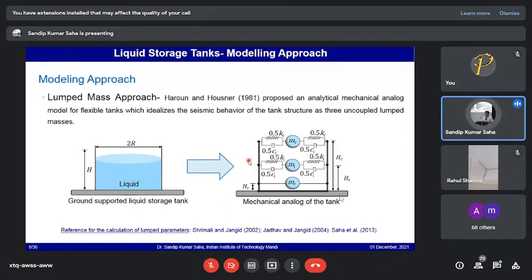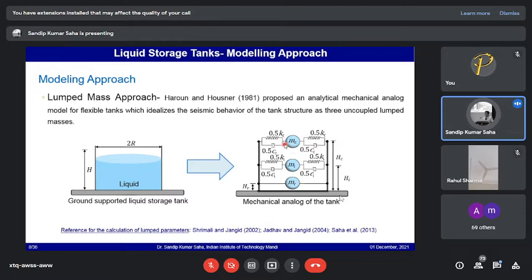So if you look at this figure, the liquid column here, which is contained within the tank, just for clarification, this h is actually the height of the liquid column, not the height of the entire tank. So if you look at the modeling idealization of the liquid column, it has been done in three different layers. First is the sloshing mass or the convective mass, then the impulsive mass, and the mass which is called the rigid mass, which is moving along with the base of the tank wall.